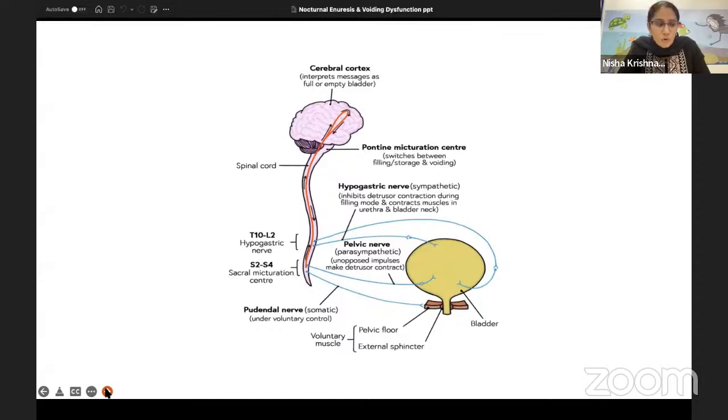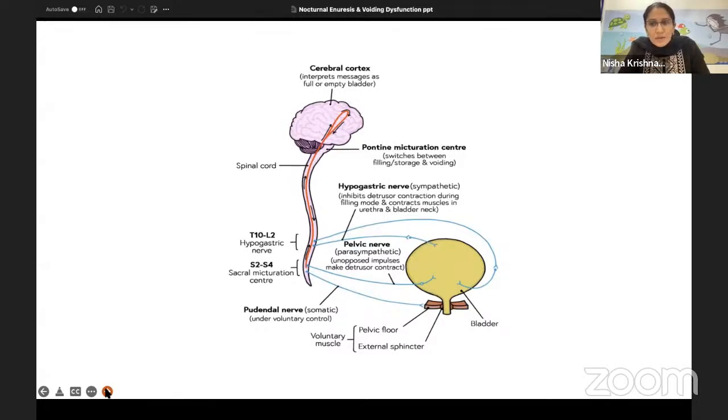And at the phase of voiding, it should be able to have a low outlet resistance with a sustained detrusor contraction. Now, we have to understand that the bladder function is primarily of two parts. One is the filling phase, which is largely controlled by the sympathetic nervous system. A simple way of remembering is sympathetic, S for storage. In this, there are beta receptors present over the detrusor in the fundus of the bladder, which when activated, keep the bladder relaxed.